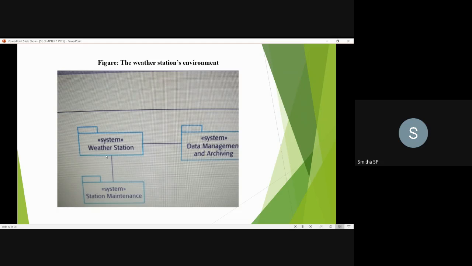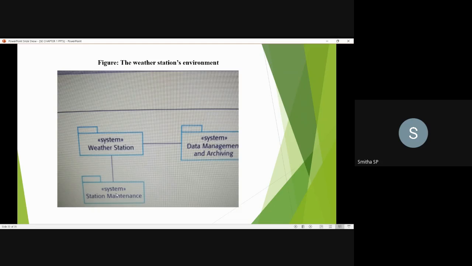And we came to know how the weather station system works. It is responsible for collecting the weather data, and after collection it processes the data and sends the processed data to the data management and archiving system. Once it receives the data from the weather stations, it carries out data processing, analyzes it, and then archives the data in a form that can be retrieved by other systems.